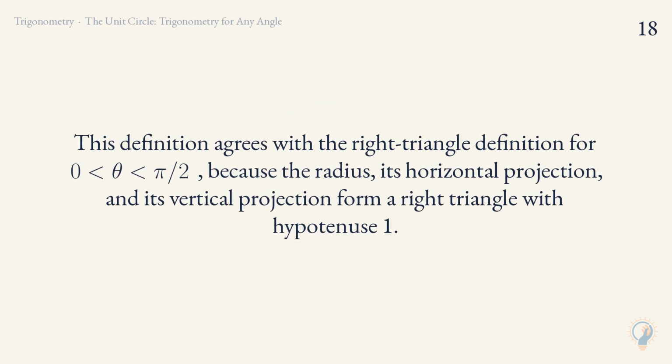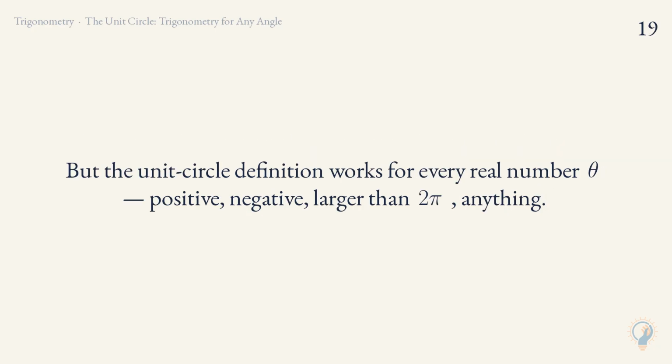This definition agrees with the right triangle definition for theta strictly between 0 and pi over 2, because the radius, its horizontal projection, and its vertical projection form a right triangle with hypotenuse 1. But the unit circle definition works for every real number theta, positive, negative, larger than 2 pi, anything.